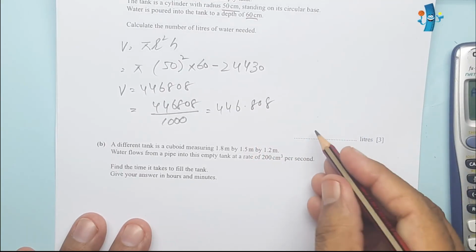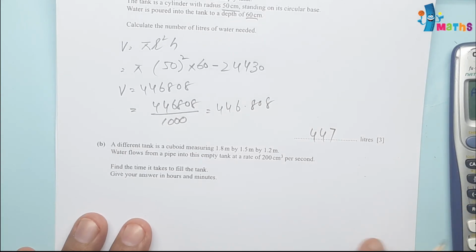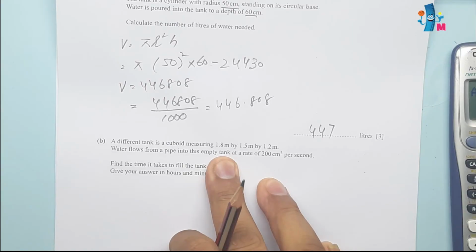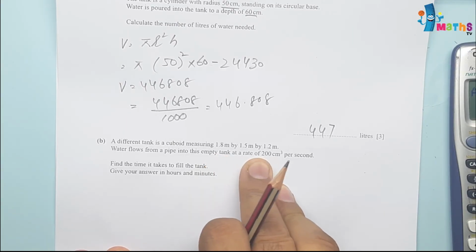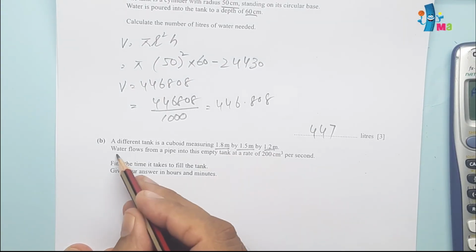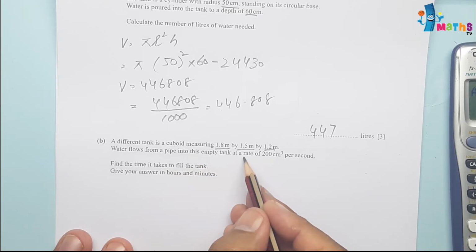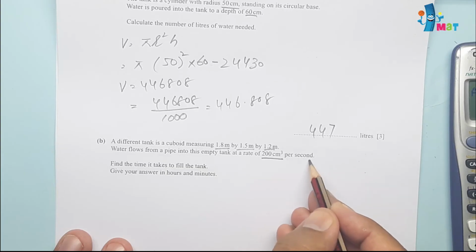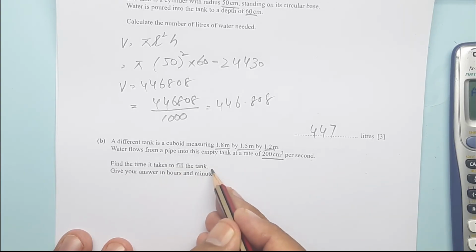So our answer will be 447. A different tank is a cuboid measuring 1.8 meters by 1.5 meters by this. So these measurements are given. Water flows from a pipe into this empty tank at a rate of this many cubic centimeters per second. Find the time it takes to fill the tank.